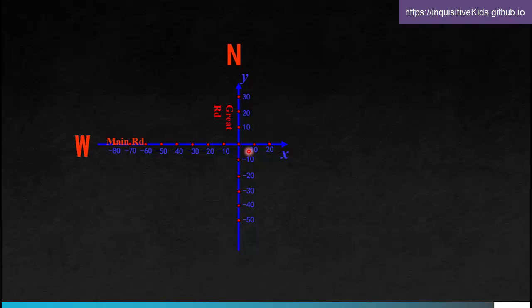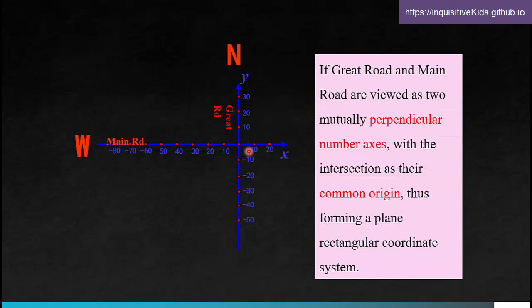So here we can have it represented on a coordinate plane. And as you can see, this is a plane, first of all, because it's 2D, we can represent it as a 2D surface. And it's a coordinate plane because you can plot coordinates on it. If Great Road and Main Road are viewed as 2 mutually perpendicular number axes, with their intersection as their common origin, thus forming a plane rectangular coordinate system. So that's the origin.